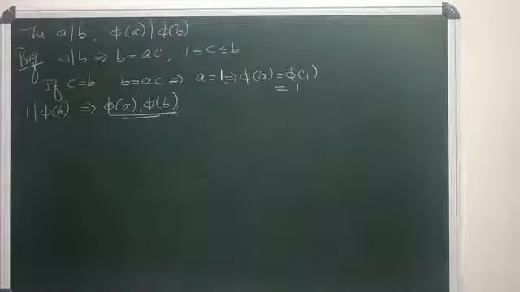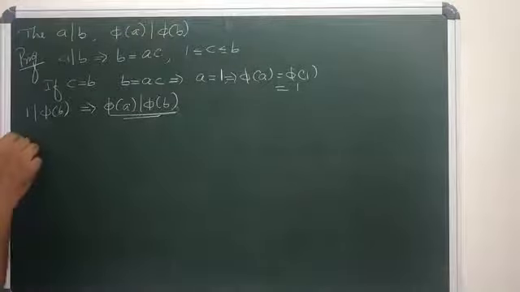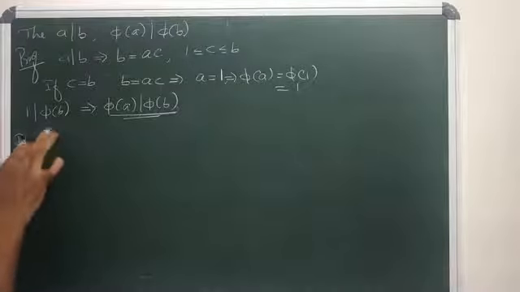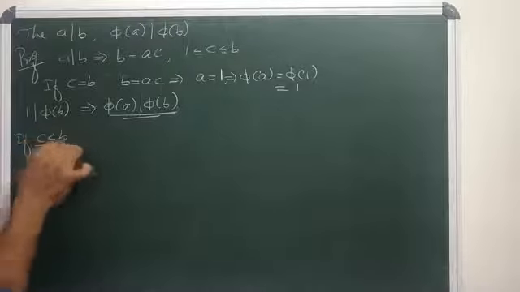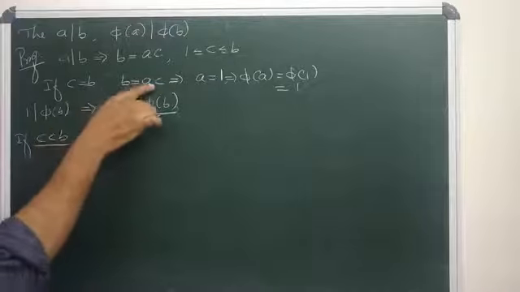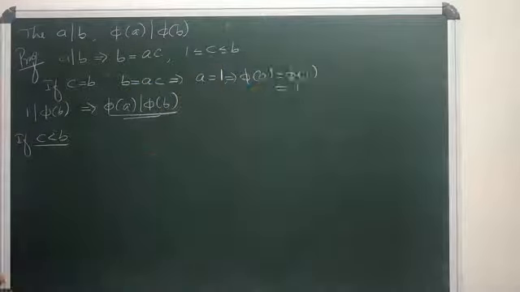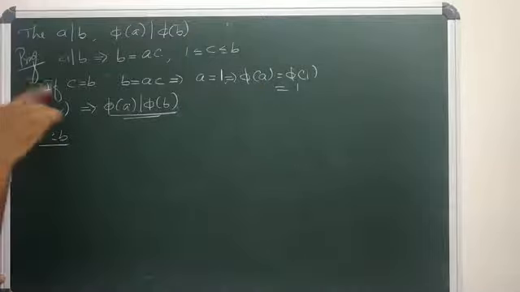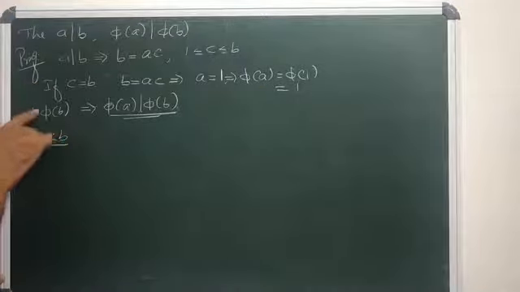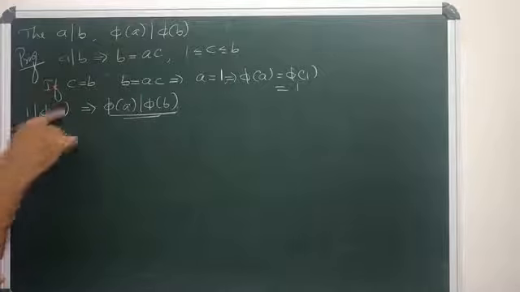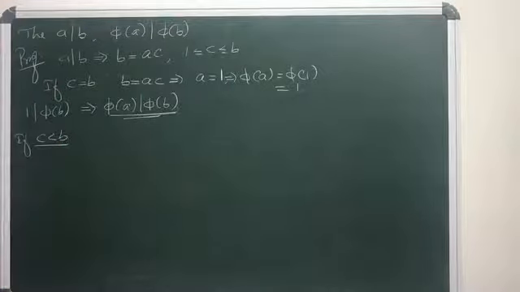Clear? Okay. Second case, if C less than B. If C equals B, then B equals AC implies A equals 1, meaning phi of A equals phi of 1. But phi of 1 is 1, and 1 divides every integer. That means 1 divides phi of B. So instead of 1, it is phi of A. So phi of A divides phi of B.